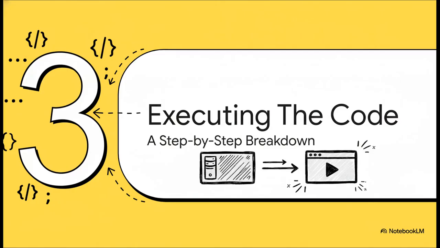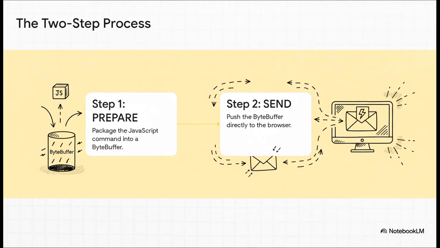All right, so what does this actually look like in the code? Let's walk through the Java for this. It's actually a super clean, two-step process that's way more straightforward than you might think. It really just boils down to this. First, we get our package ready. That means encoding our JavaScript command into the byte buffer. Then, once it's all set, we just send it straight to the browser. Prepare, then send. That's it. Now let's see the code for each of those steps.